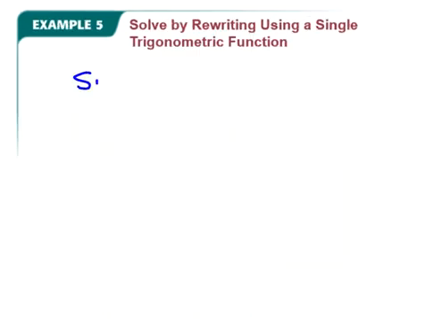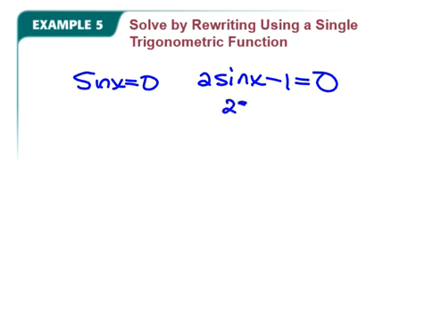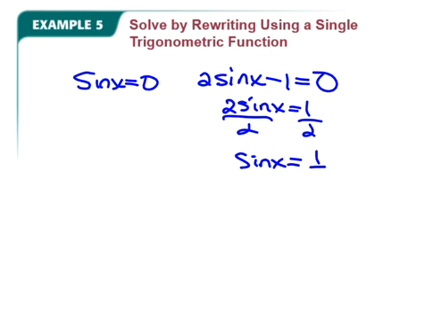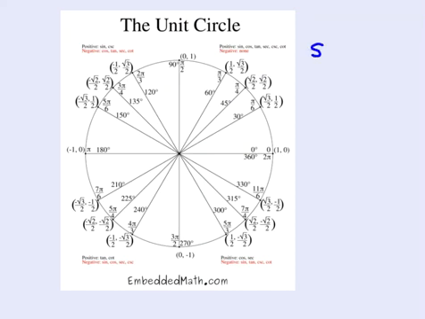So again, sine x equals 0 and 2 sine x minus 1 equals 0. I am going to need to solve the right side here algebraically. So first it's going to be adding 1 and then dividing by 2. That'll give me sine x equals a positive 1/2. So at this point, we need to go to our unit circle and figure out where sine is 0 and 1/2. So again, sine x equals 0 and sine x equals 1/2.